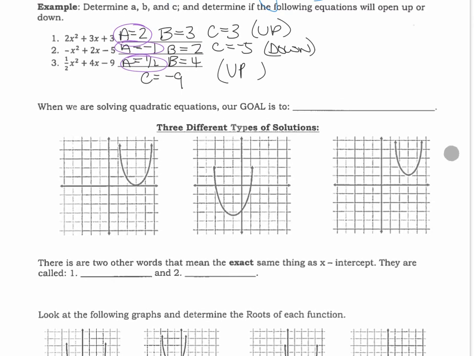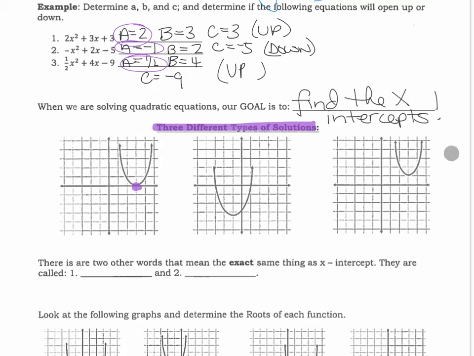When we're solving quadratic equations, our goal is to find the x-intercepts. No matter what it's talking about, chances are my goal is to find the x-intercepts. So I have 3 different types of solutions. Look at this first example. Where's my x-intercept? My x-intercept is here.